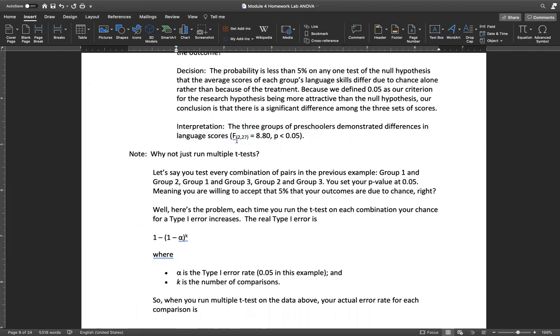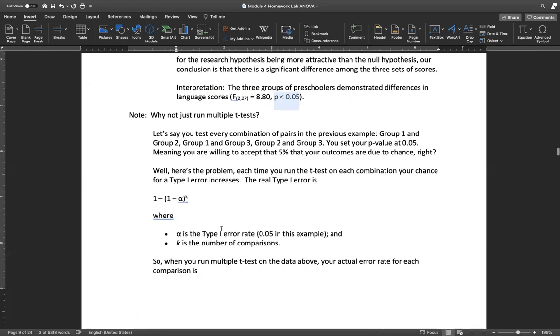And note, I have the F score, the test that tells me I did an ANOVA. This is my 2 degrees of freedom. This is my denominator and my numerator. This is my obtained score. And then this is my p-value of less than 0.05.